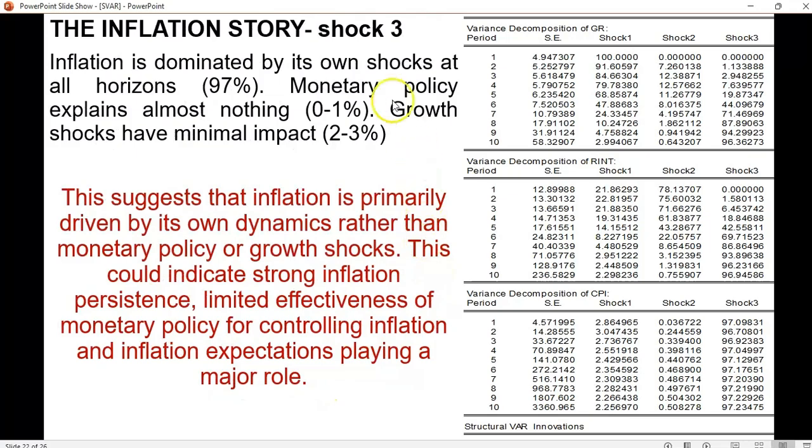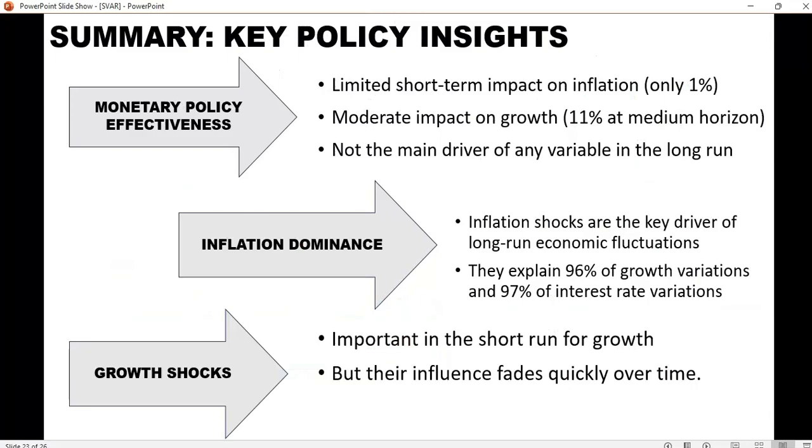Okay, we'll now move to the inflation story. Let's see what the story is all about. Inflation is dominated by its own shocks at all horizons, 7%. Monetary policy explains almost nothing, at 0 to 1%. Growth shocks have minimal impact. And this suggests that inflation is primarily driven by its own dynamics rather than monetary policy or growth shocks. This could indicate strong inflation persistence, limited effectiveness of monetary policy for controlling inflation, and inflation expectations playing a major role.